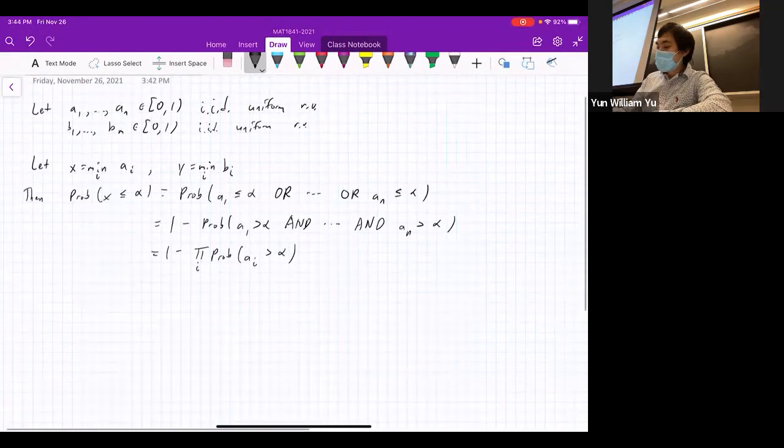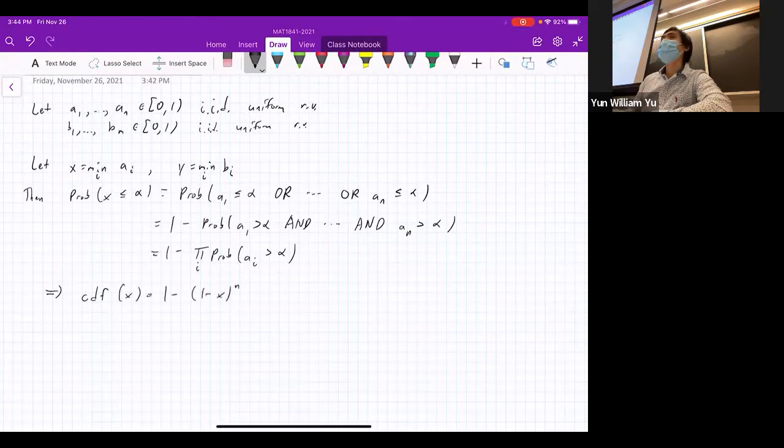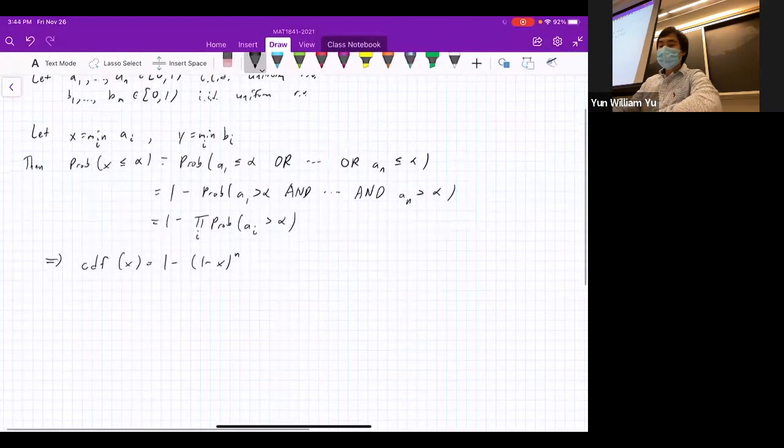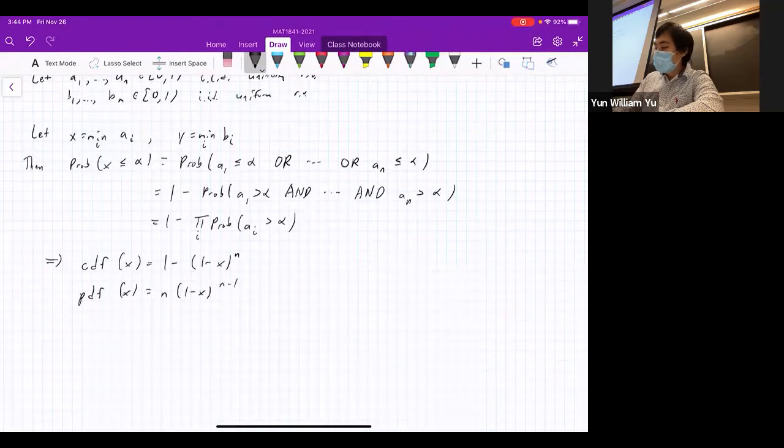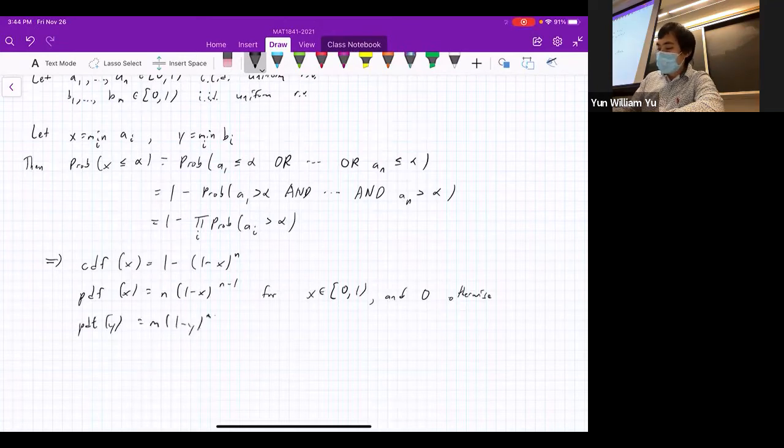So that product then implies that we can get the cumulative distribution function of x, which is equal to 1 minus (1 minus x) to the n. And this is how we compute the probability density function. So this is all pretty standard stuff. It's equal to n times (1 minus x) to the n minus 1, obviously for x in the interval 0 to 1 and 0 otherwise. And we also get the PDF of y is equal to m times (1 minus y) to the m minus 1, in the same regime.